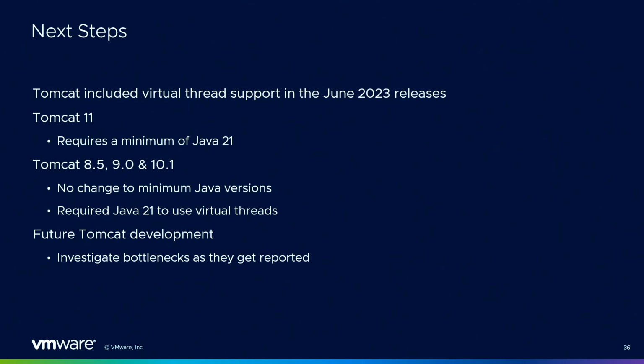In terms of future Tomcat development, at this point, I think we've done all we're planning on doing. We're not going to do any more performance tests. We don't think we need to do anything else to get Tomcat to be virtual thread ready. So it's there, and we're essentially waiting for feedback from users to tell us, actually, you're wrong, you need to fix this bit, and we will.